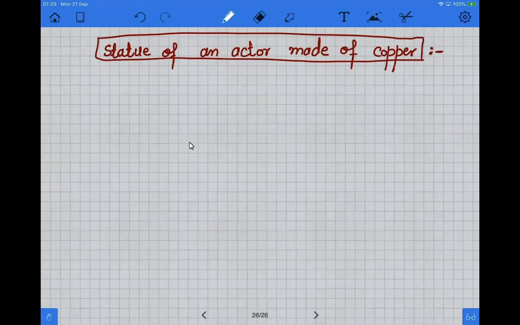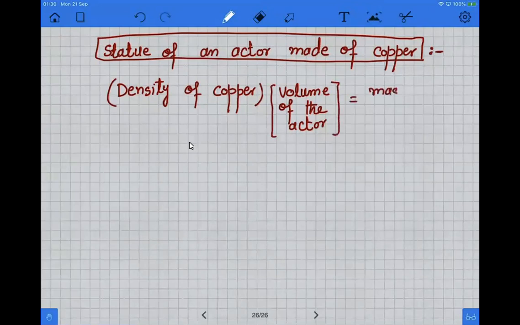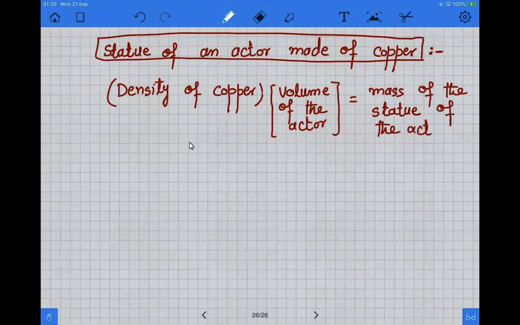The method is that if we multiply the density of copper with the volume of the actor, then it would give the mass of the statue of the actor of the same dimensions, if the statue is made of copper.